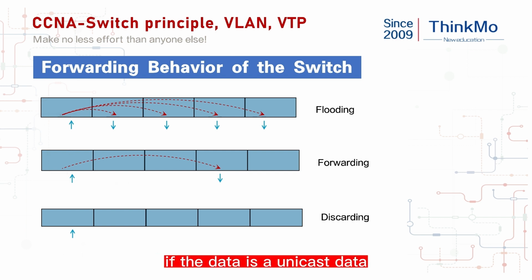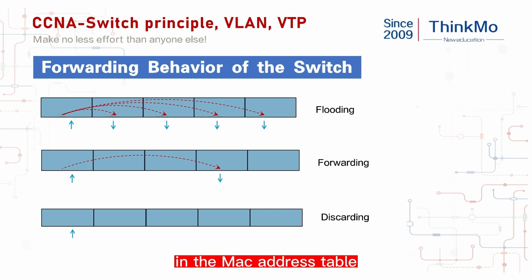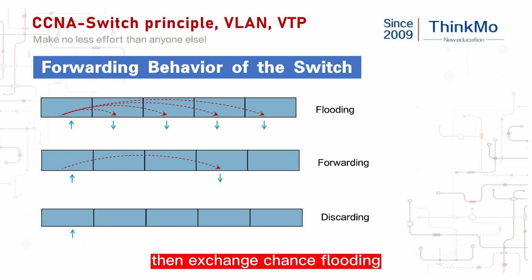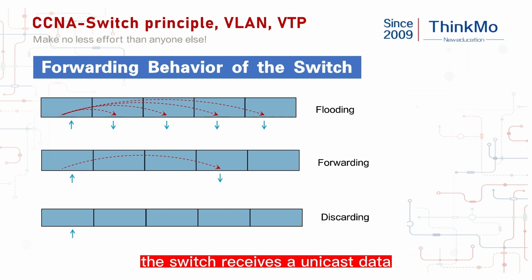If the data is unicast data, and there is no corresponding destination MAC in the MAC address table, then the switch will flood. So what is forwarding? The switch receives unicast data, and the destination is in the MAC address table. Then it forwards.